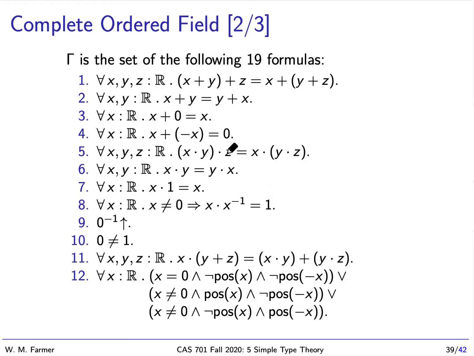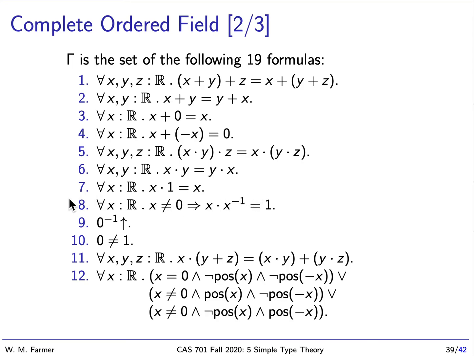So what do these say? One says that addition is associative. 2 says that addition is commutative. 3 says that 0 is an identity element with respect to addition. 4 says that negation is an inverse operation with respect to addition. And we have similar kinds of properties here for 5 through 8. It says that multiplication is associative, it's commutative, 1 is an identity element with respect to multiplication, and the multiplicative inverse is an inverse operation with respect to multiplication.